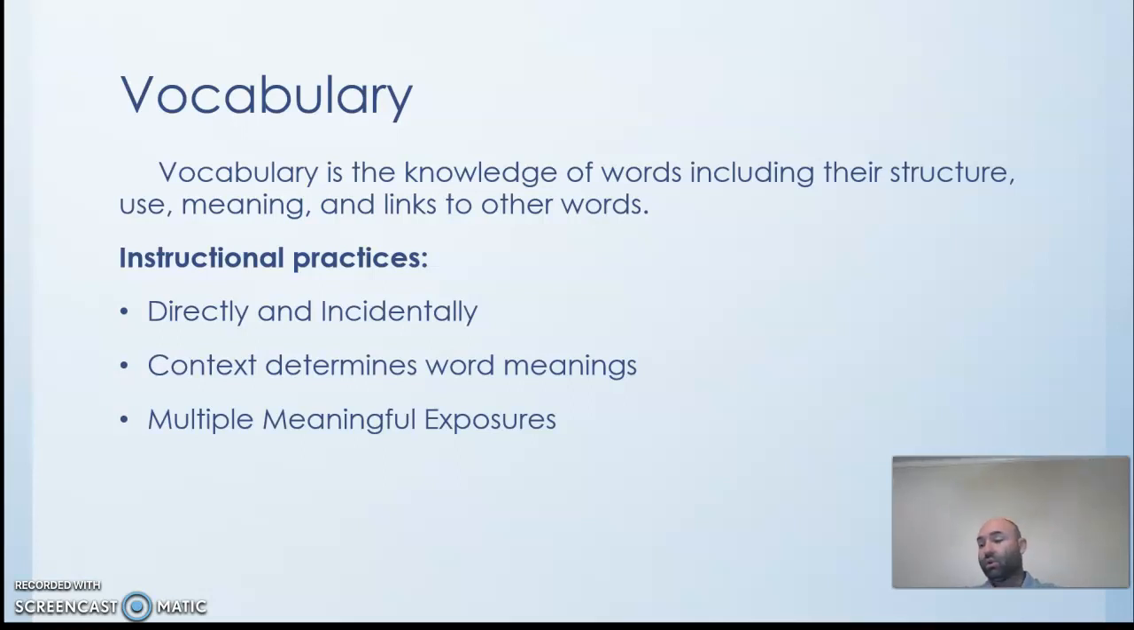Multiple meaningful exposures. We don't only need to see it, we don't only need to read it, we don't only need to hear it. We need all the exposure types out there, and we need them while reading new and varied text. So we want to read, hear, and use those words.